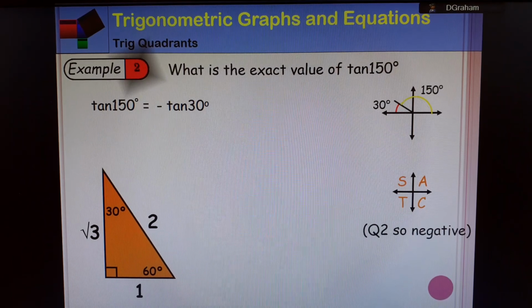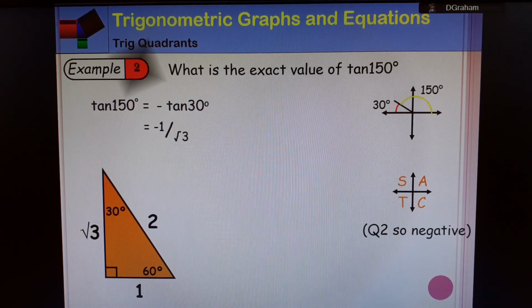So now we look at our table and we get the tan of 30 from the table, opposite over adjacent. So it's negative 1 over root 3.